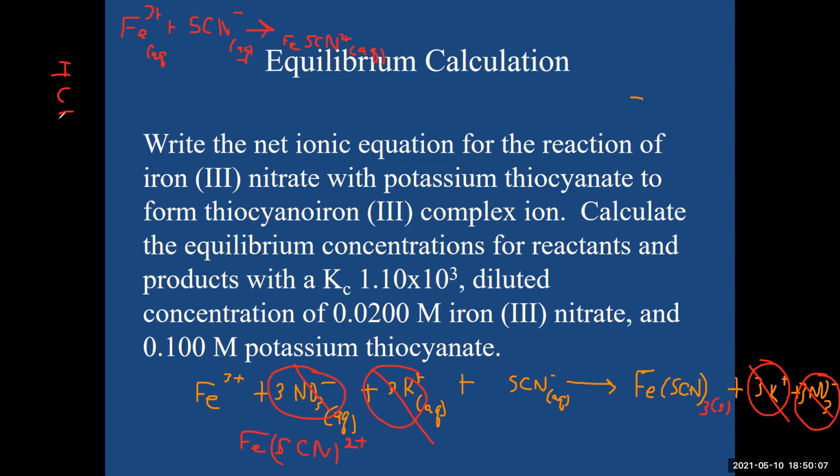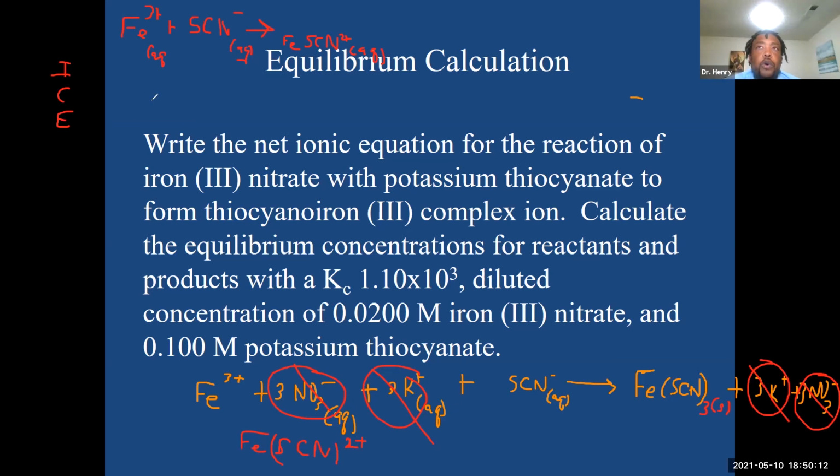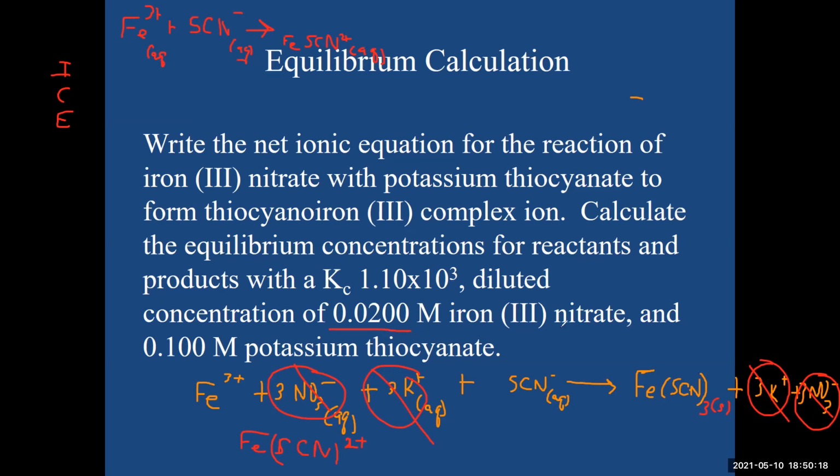Well, you're given the initial concentration for both the reactants. Okay, and so we know that for the iron(III) nitrate, this concentration is going to be good for the iron as well as for the nitrate, right? Give or take, because the nitrate is going to be 3 times that, because for every 1 iron, we have 3 times the amount of nitrate. So then in this case, our initial is going to be 0.0200 molar.